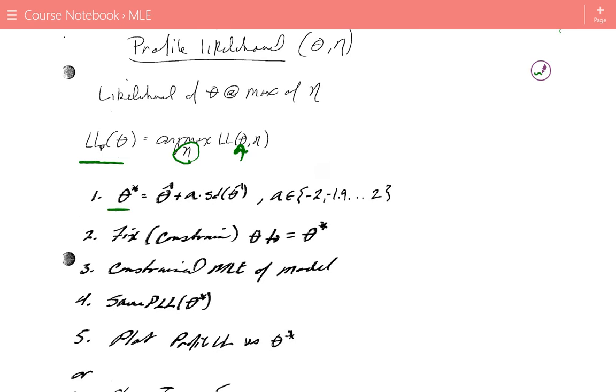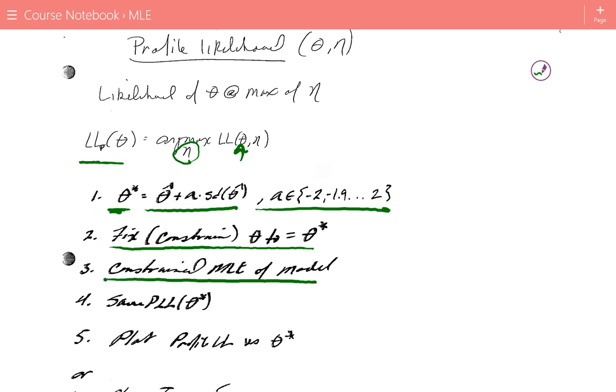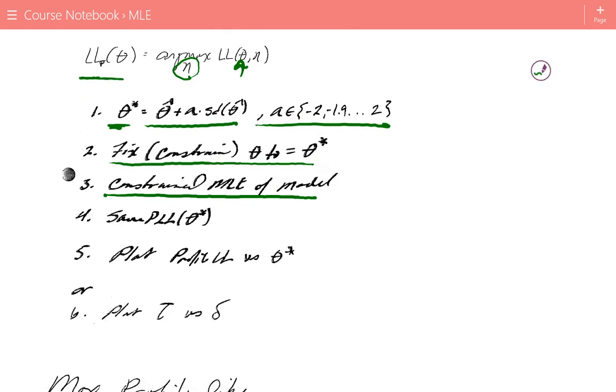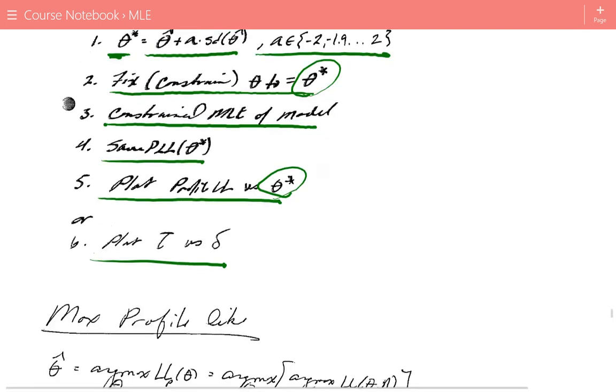So you again come up with, now I'll call them theta stars, the set of values on either side of theta hat. You fix that parameter to one of the values in theta star. You do a constrained maximum likelihood to estimate the etas, the rest of the parameters, and then you save that likelihood value. Then you do that for all of the theta stars. And then again, you can plot this profile likelihood versus theta star, or you can plot the tau and the delta again.